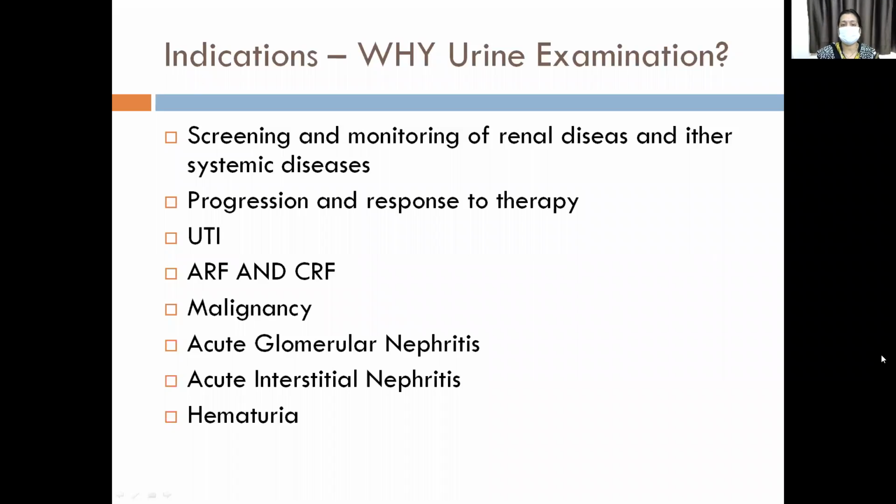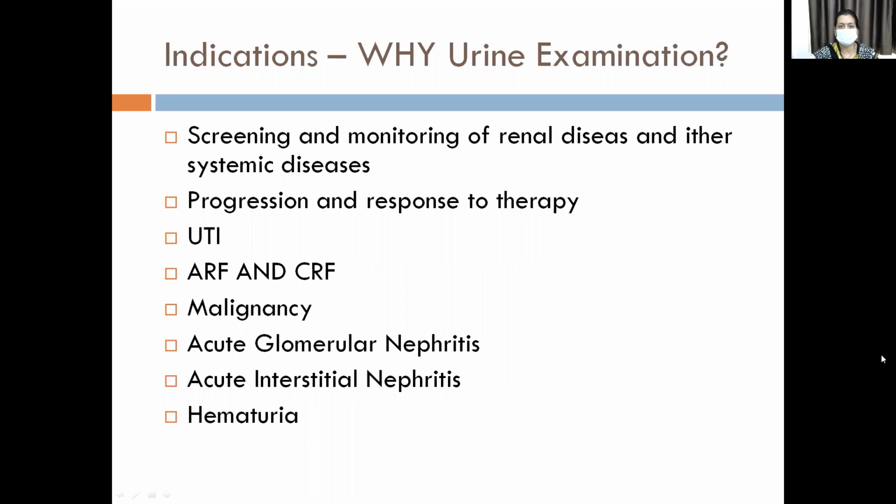So we have to do urine examination because you need to screen certain diseases, then monitor certain renal diseases, and it is an indication of other systemic disease. For example, you find sugar in the urine, then it is called glycosuria, right? Then you have to check the plasma glucose, then compare both. If the plasma glucose is not raised, then you must think of renal glycosuria.